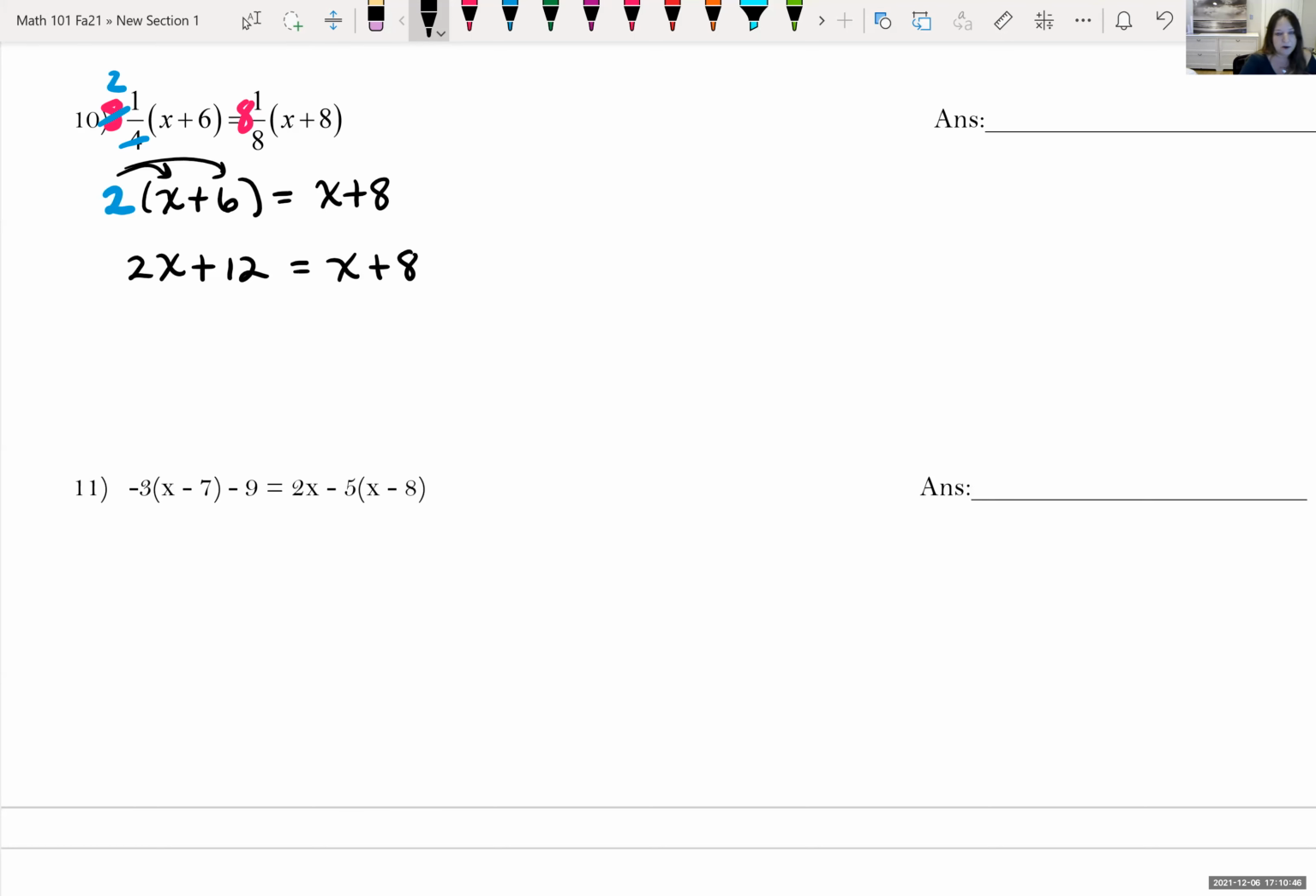So we have x's on both sides of our equation and numbers on both sides. So we want to get the x's to one side. So let's subtract x on both sides. And the constants on the other. So subtract 12 on both sides. So 2x minus x, that's 1x, equals 8 minus 12, which is -4. So x equals -4.